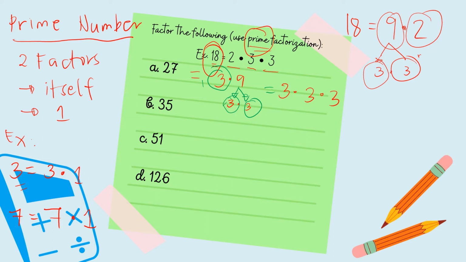Okay? So, how about 35? So, 35, that is 5 times 7. Is this the final answer? Absolutely, yes. Because 5 and 7 are all prime numbers. How about 51? Any idea?